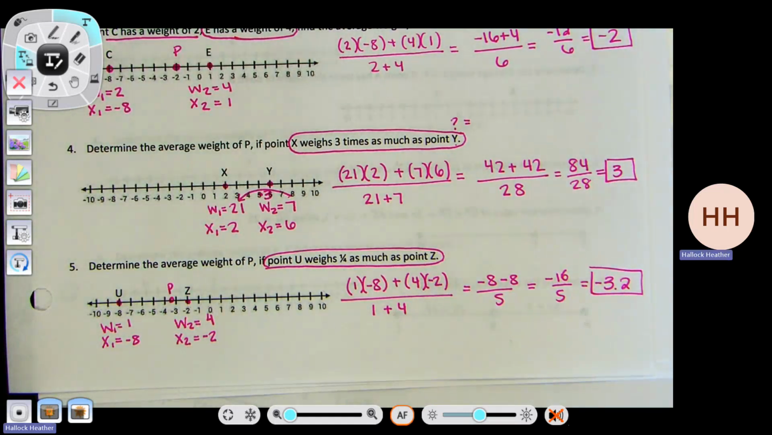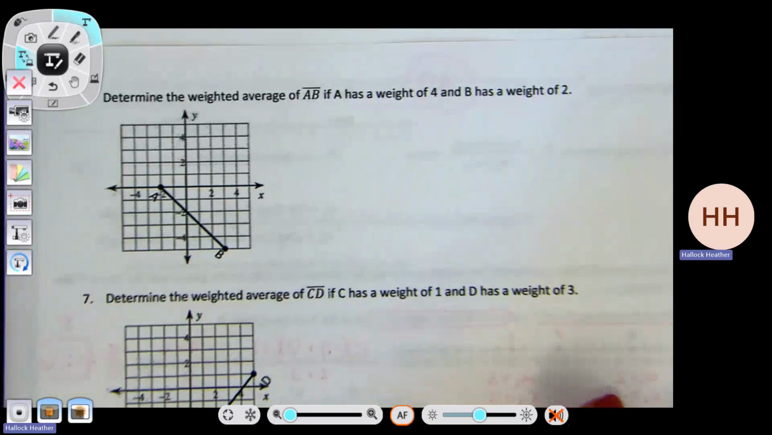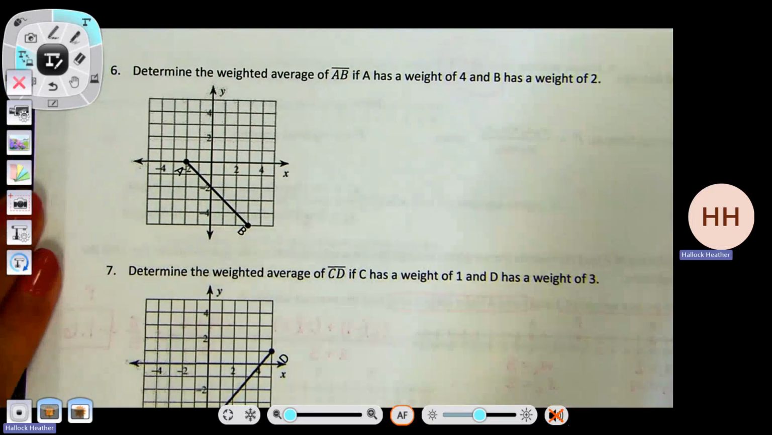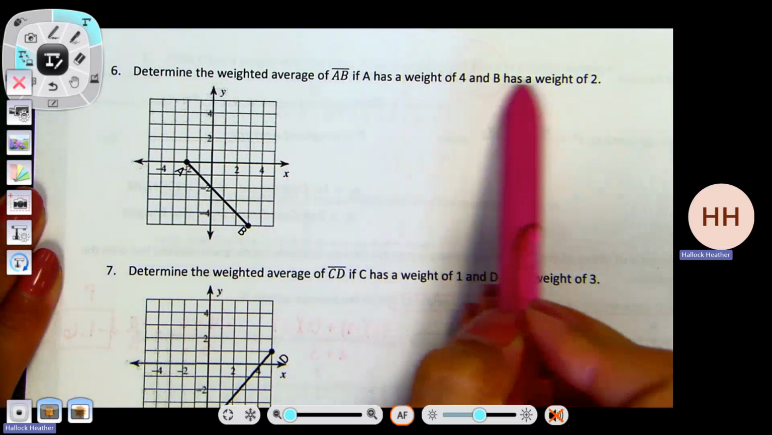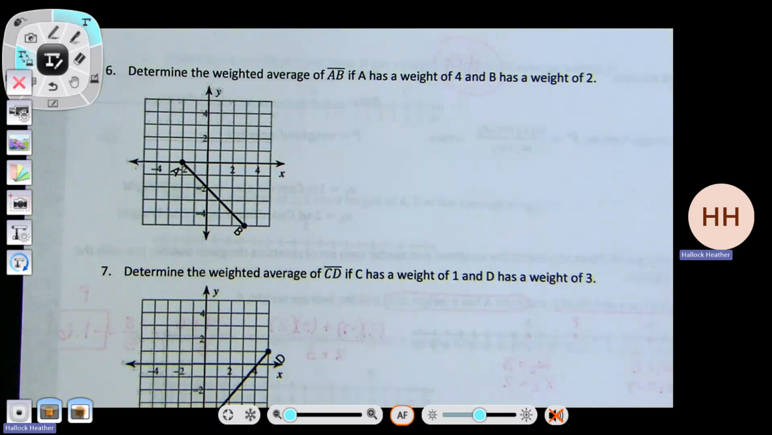On the back, we're going to do the same thing, but on a graph. We did this with X's, and we're going to do it on a graph now. It's not terrible. We like this. It's better than partitioning. So let's be happy. It says determine the weighted average of A, B if A has a weight of 4 and B has a weight of 2. So it's the same idea, same concept.